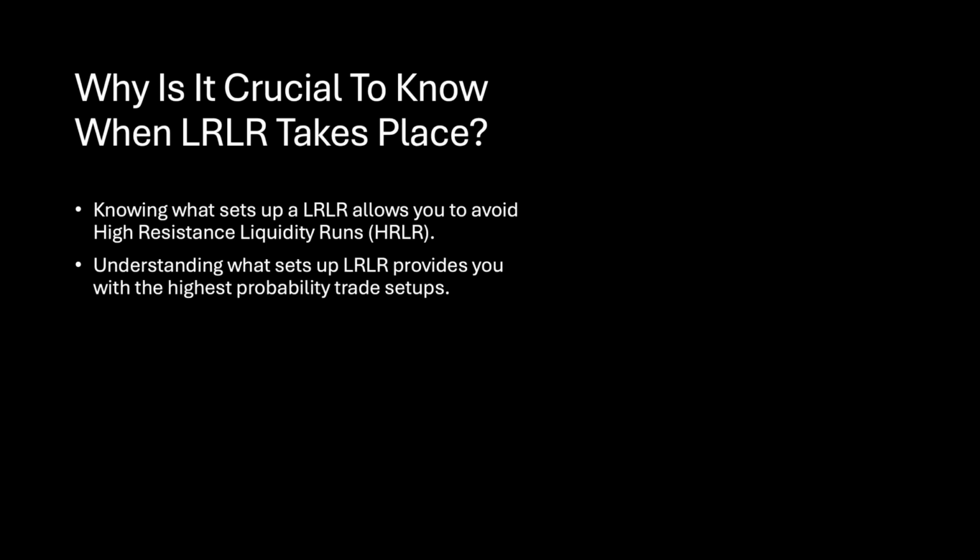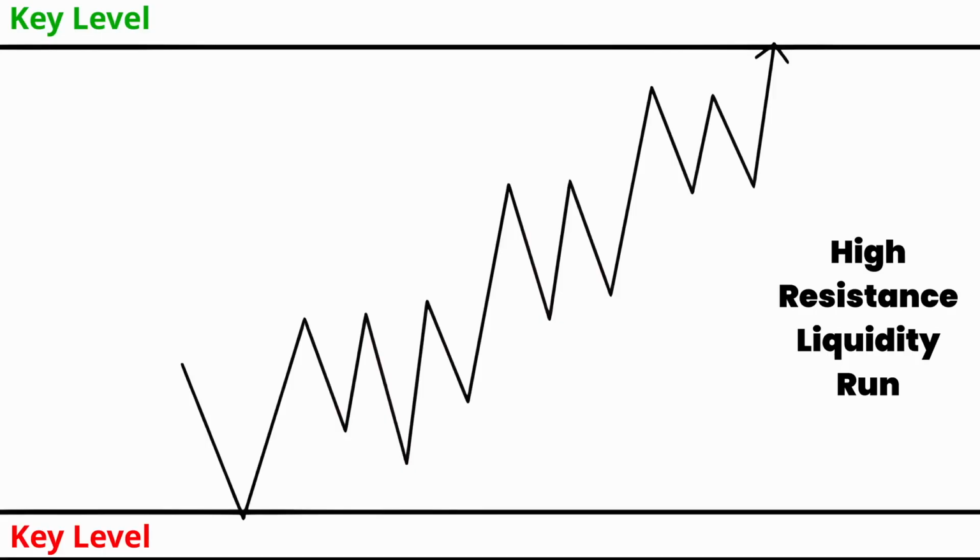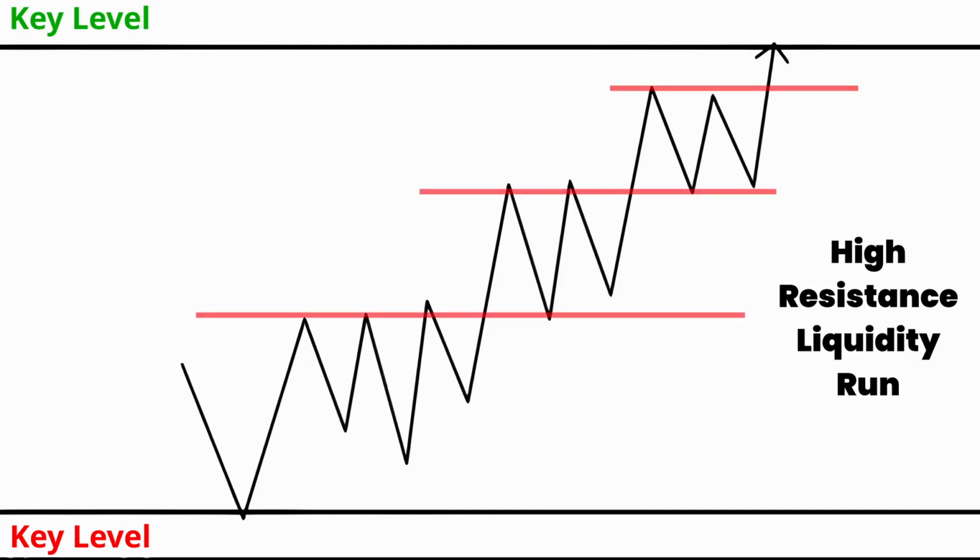Let me show you some examples of what a high resistance liquidity run can look like. Here we can see a bullish example where we saw the market drop into the key level on the downside, show the signs of a swing low formation, followed by the signs of bullish order flow stepping in. Notice how much back and forth there is before the market begins to expand slowly towards the key level on the opposing side of the range.